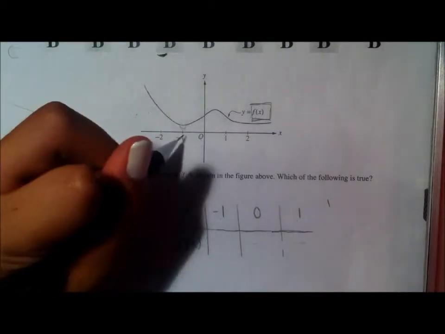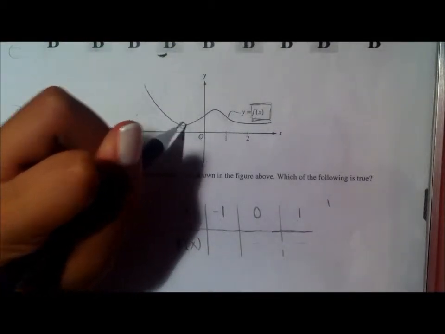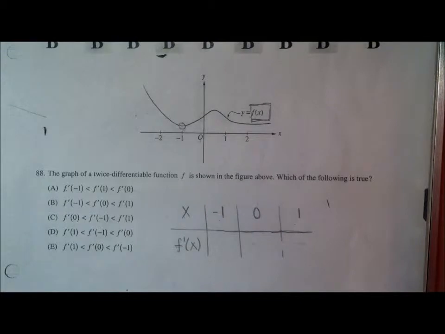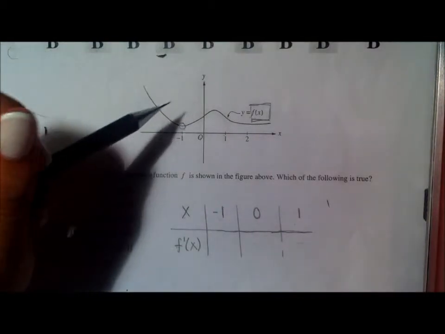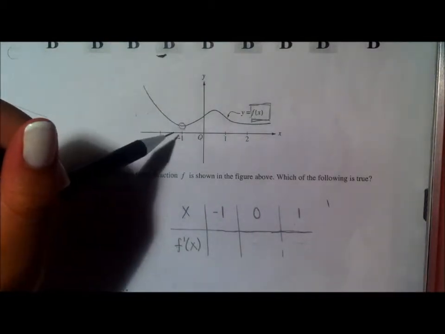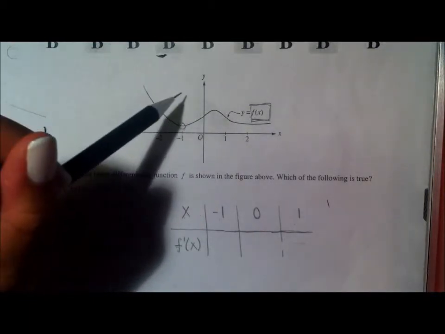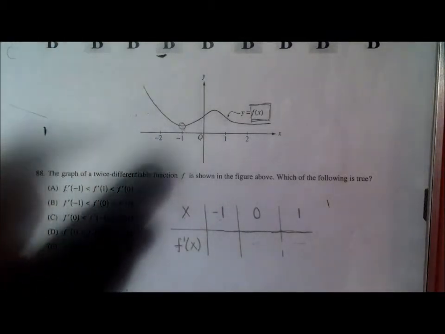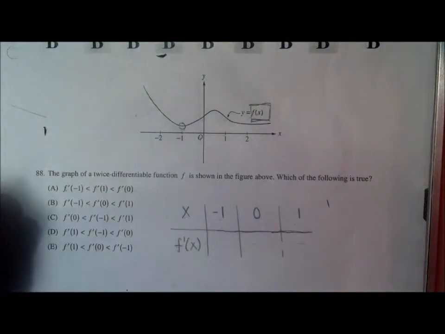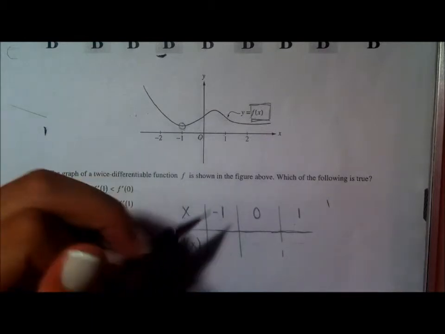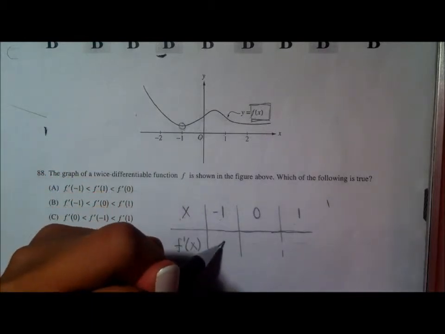So at x equals -1, this point right here is actually an inflection point. And if we refresh what an inflection point is, it's just a point on a graph where the slope changes from either negative to positive, like it is here, or positive to negative. And if we remember, at an inflection point, the slope is actually 0. So I'm going to go ahead and write on our chart that at x equals -1, f prime of x is 0.